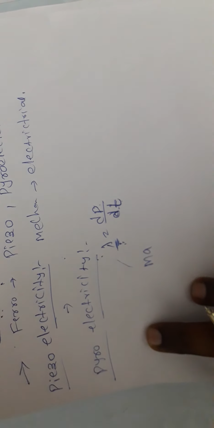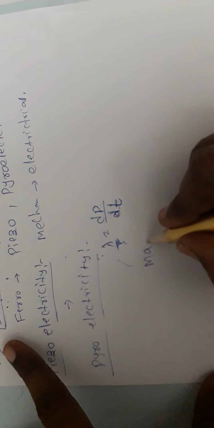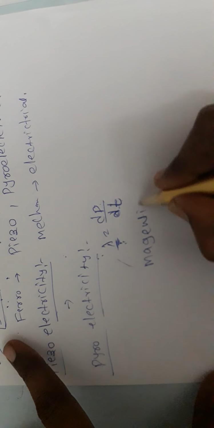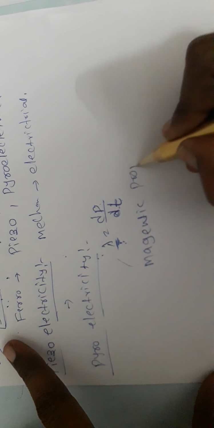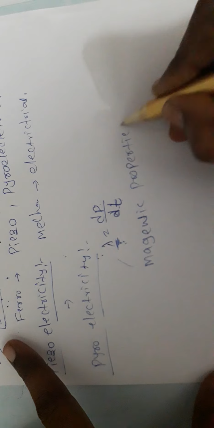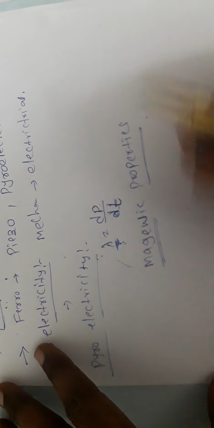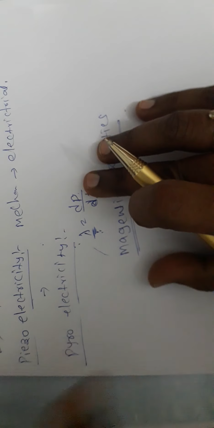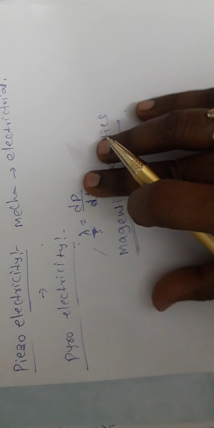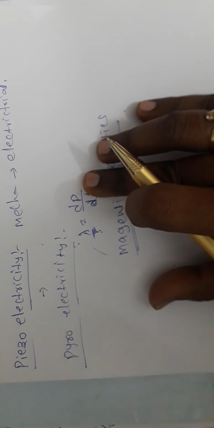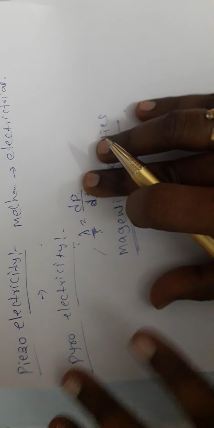Next, we are going to discuss magnetic properties. Already we discussed dielectric properties, some definitions. So similar, some difference is there here. There we discussed electric dipole. Positive charge and negative charge separated by a distance is nothing but electric dipole.